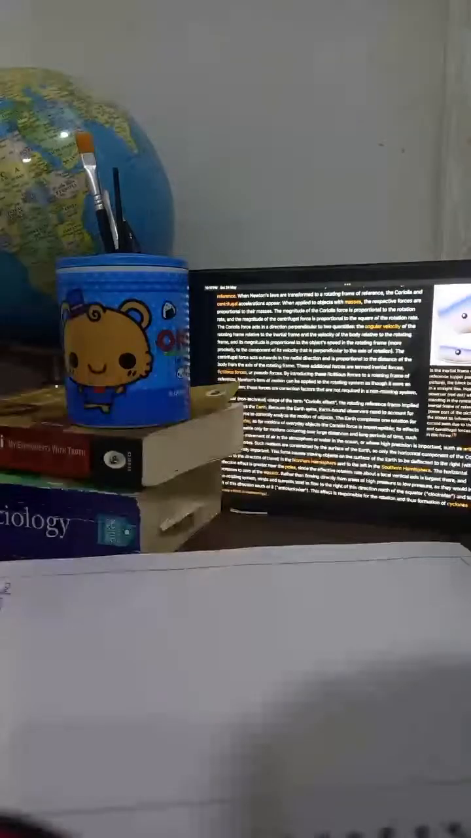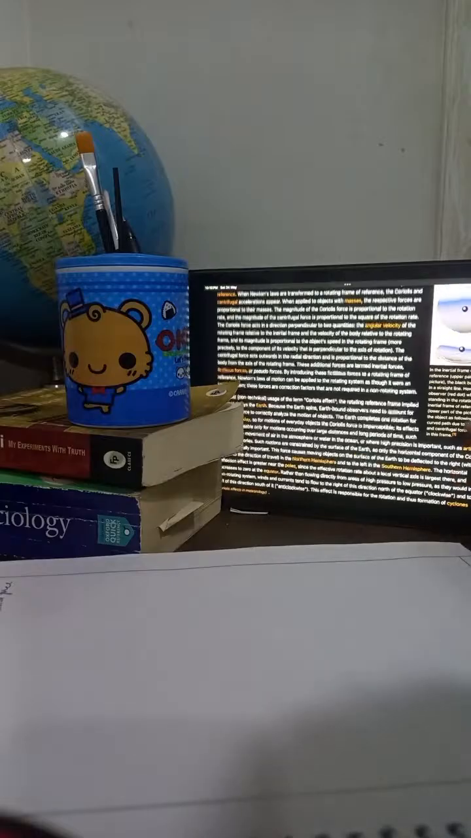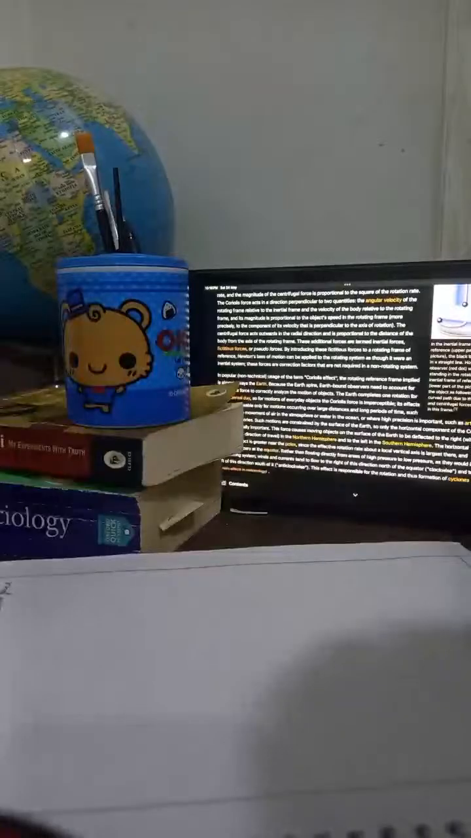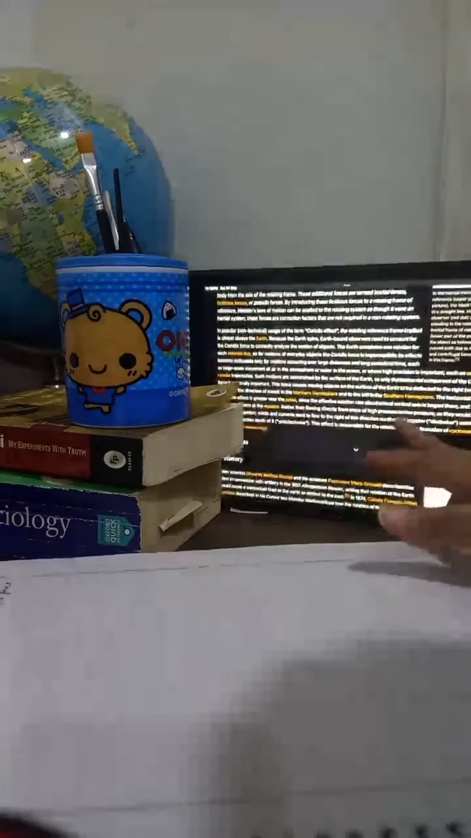The Coriolis force acts in a direction perpendicular to the angular velocity of the rotating frame relative to the inertial frame, and the velocity of the body relative to the rotating frame, and its magnitude. The centrifugal force acts outwards in the radial direction. This is not important. Okay.